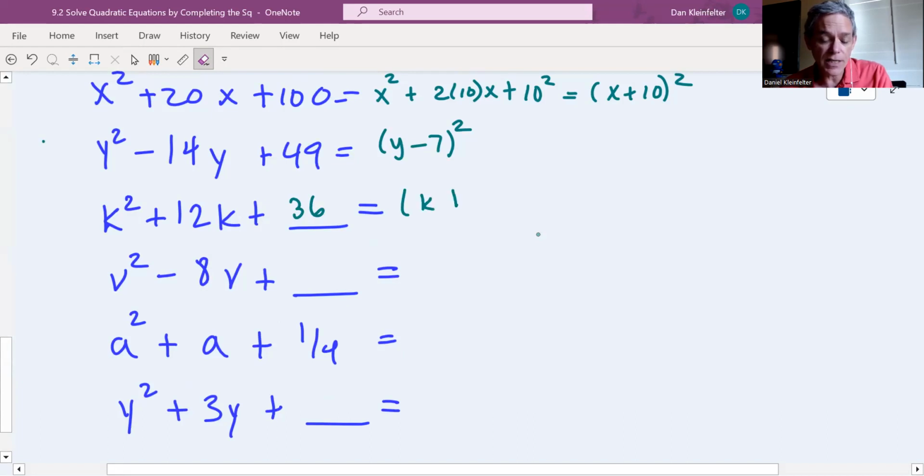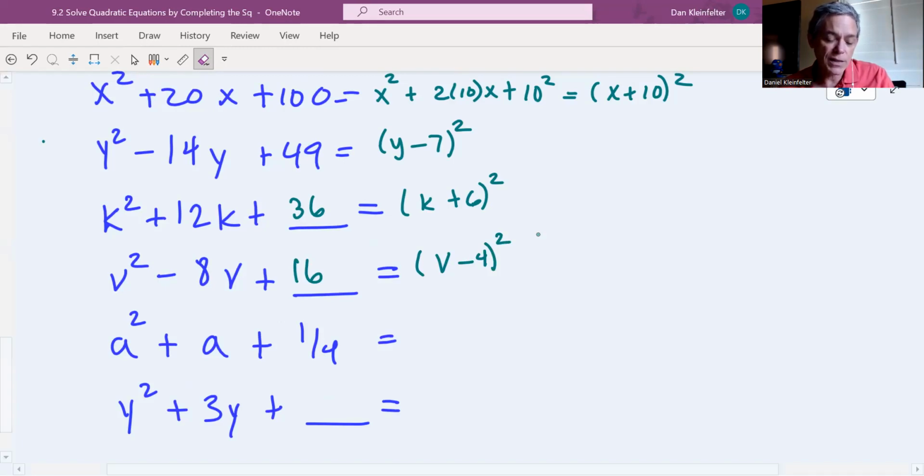And this will factor as k plus 6 squared. V squared minus 8v plus, well, half of 8 is 4. 4 squared is 16. We should have 16 in the back. Then this will factor as v minus 4 squared.